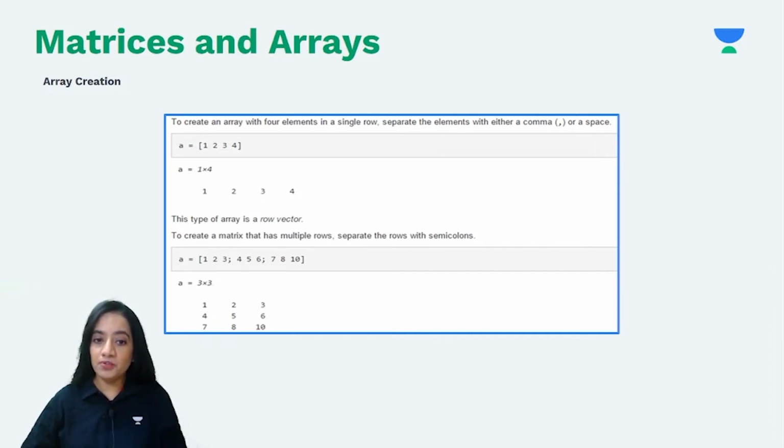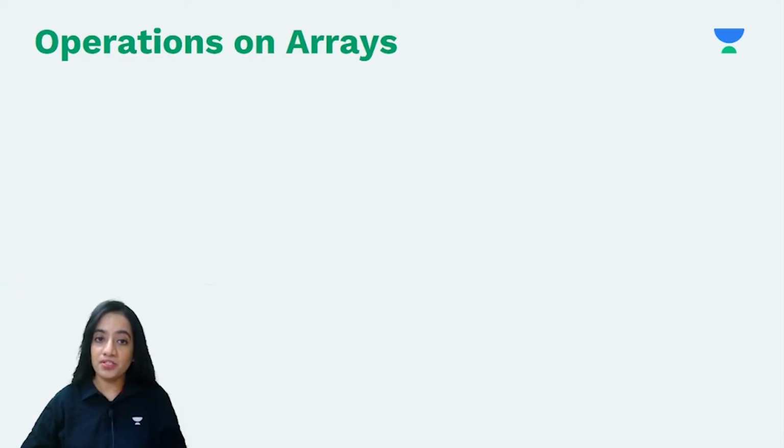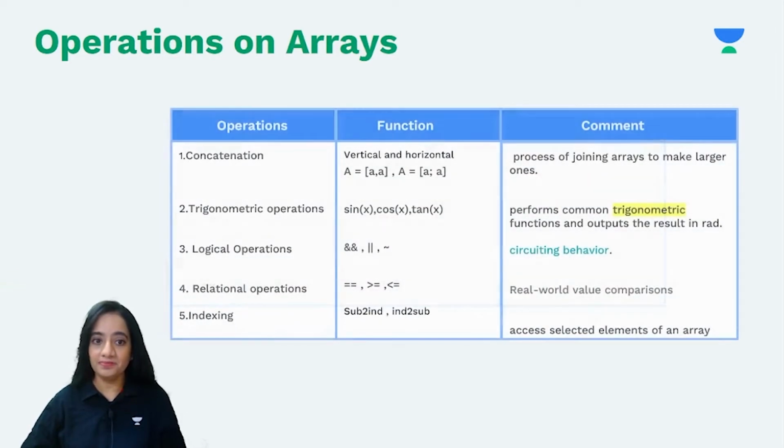Then, if you want to create multiple rows, you do that with the help of a semicolon in between. If you give a semicolon, it will separate your rows. And here is an example which creates a 3 cross 3 matrix for us. The operations that we can do on arrays are many, some of them being concatenation, trigonometric operations, logical operations, relational operations, and indexing. All these operations with their examples we are going to see in our tool practice.